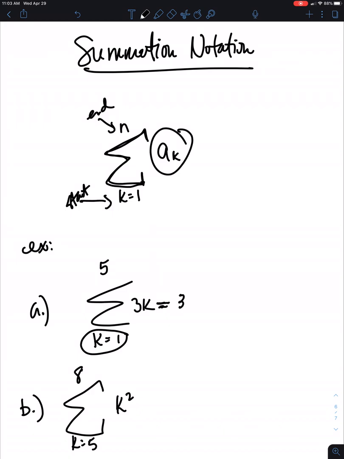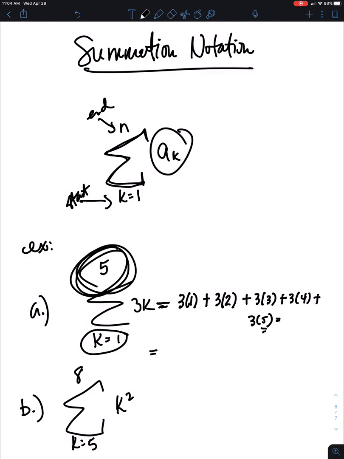So I'm going to do 3 times 1 plus 3 times 2 plus 3 times 3 plus 3 times 4 plus 3 times 5. It's summation, so we're summing this up. I'm stopping at 5 because 5 is where I'm stopping. And so I would add up all of these numbers. I'm going to do that real quick. So I get 45.